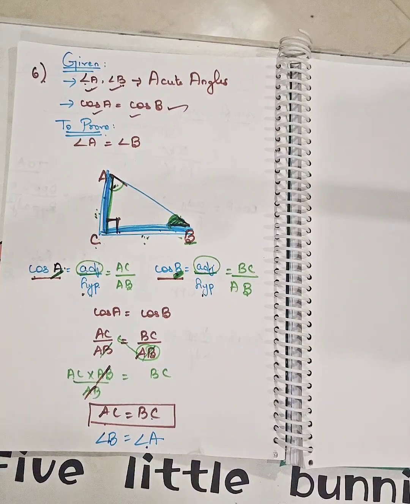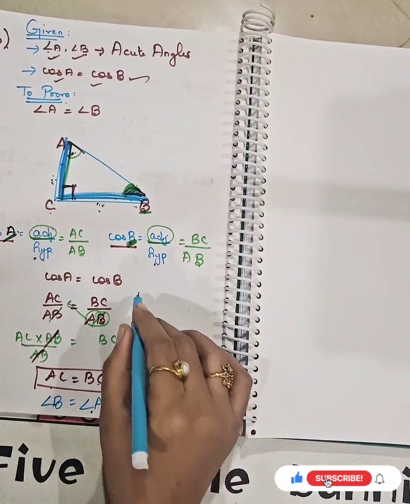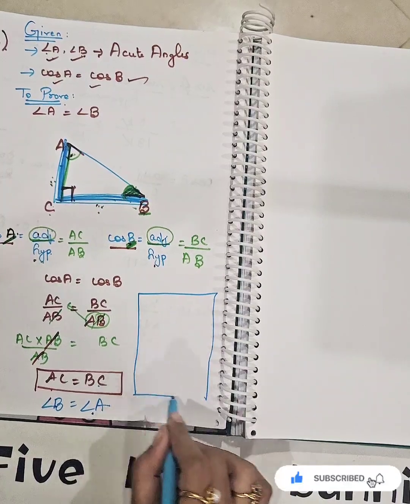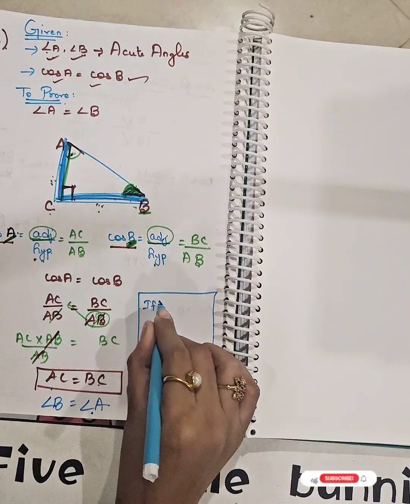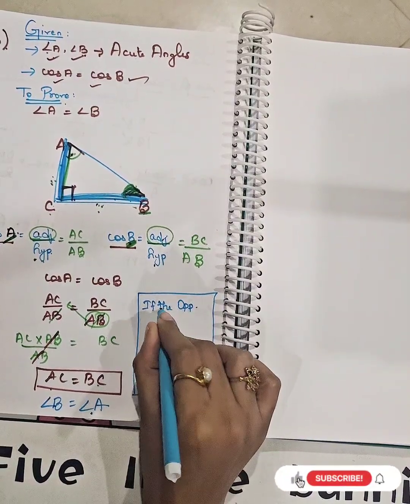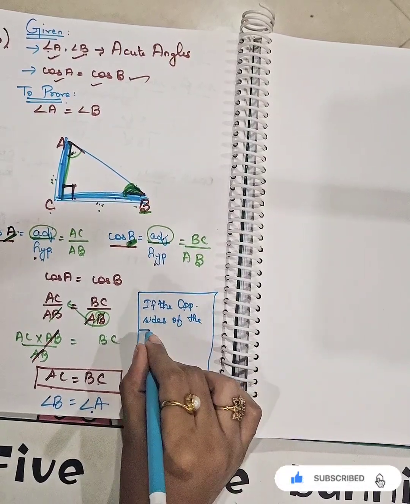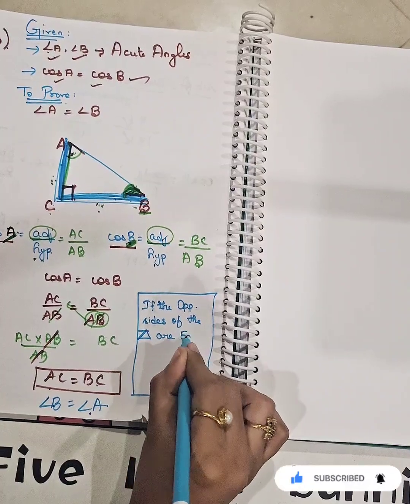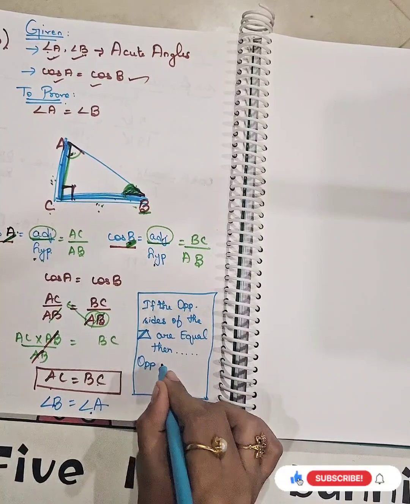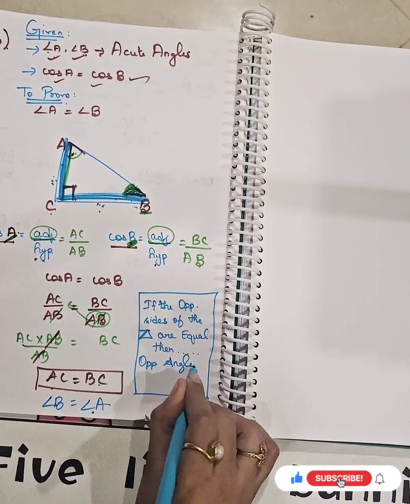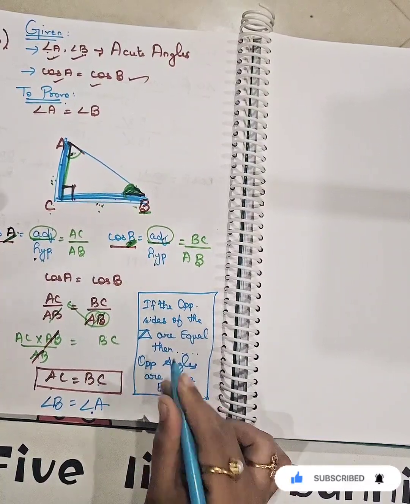So the property which is used here is: if the opposite sides of the triangle are equal, then the opposite angles are also equal. And this is vice versa.